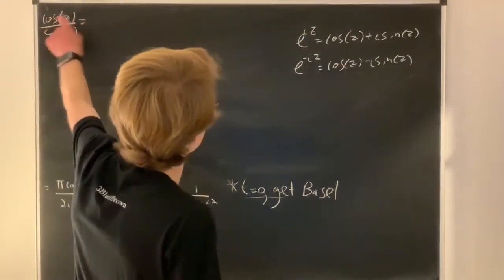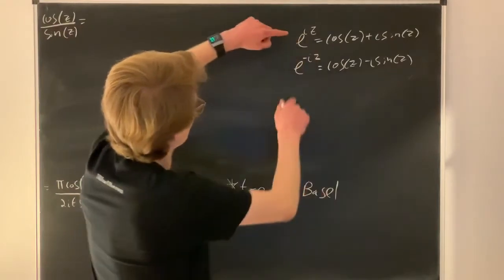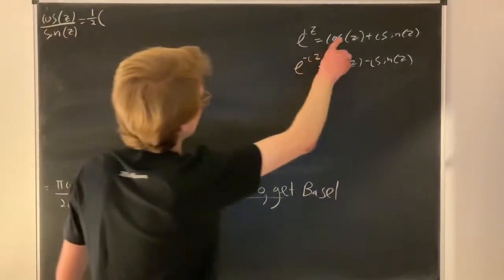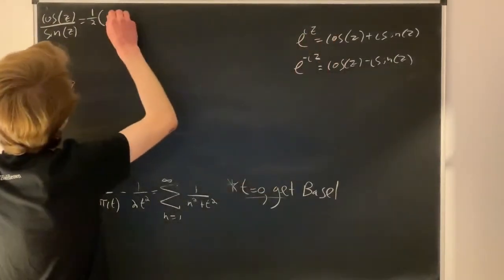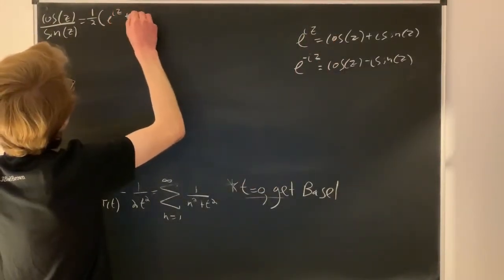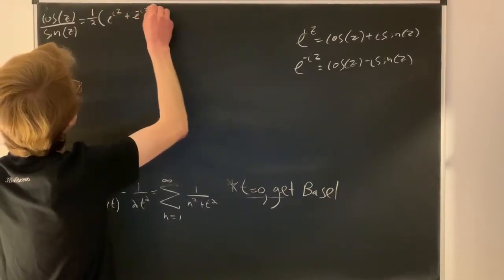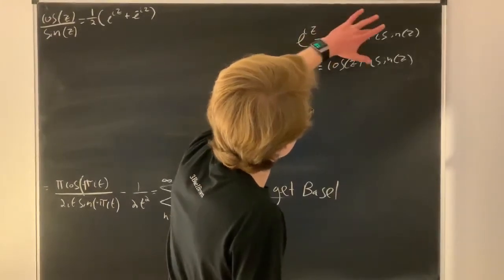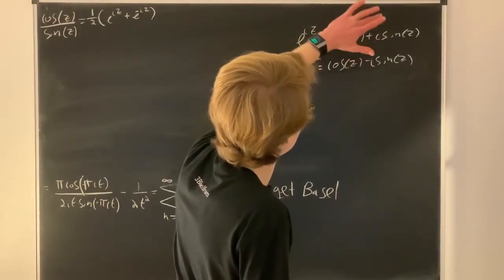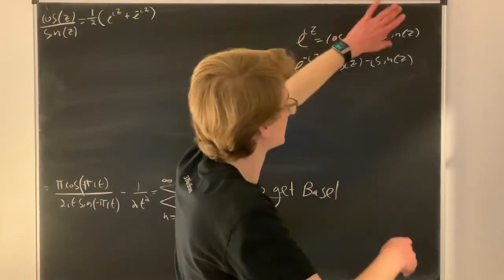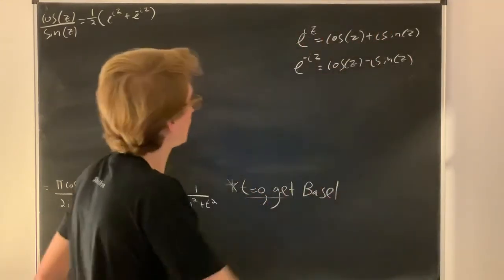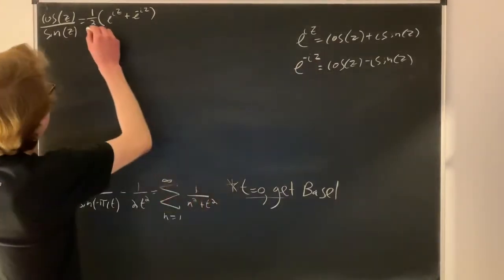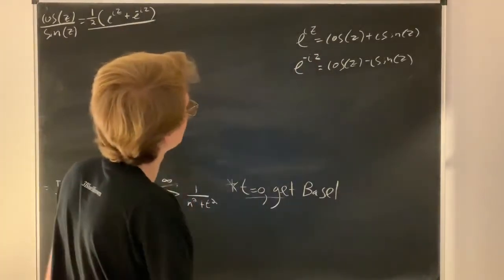So if we want cosine, well, if we add e to the iz and e to the negative iz, it's going to give us 2 cosine of z, and then plus i sine z plus a negative i sine z is just going to cancel. But we don't want 2 cosine of z, we want cosine of z, so that's what we multiply by that 1/2.